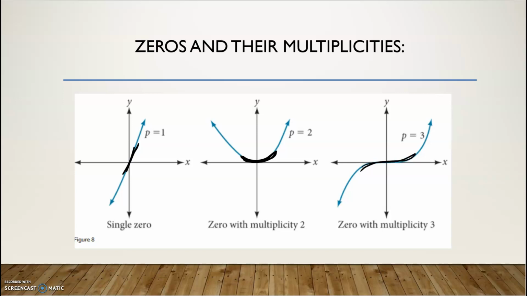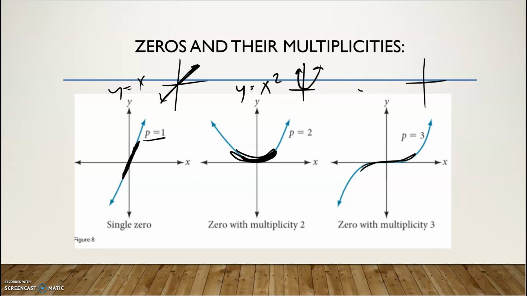Now notice how the multiplicity of 1, that is a straight line. The multiplicity of 2, that almost looks like a parabola. Remember, x squared looks like a parabola. Y equals x, that is just a straight line. And here, multiplicity 3, that looks like y equals x cubed, because x cubed looks something like this right here.